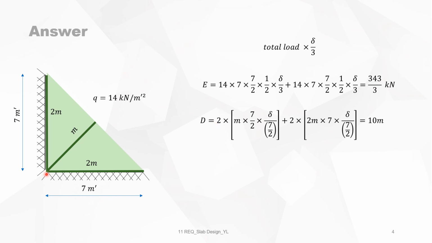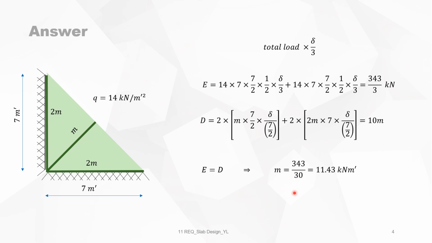And then for the fixed end supports, we got 2M projected on this axis means 7 times the angle of rotation, which is delta divided by 7 over 2. And we got that 2 times on both sides. So this is the fourth term of the equation. In total, we got 10M. Now, E is equal to D, so we can get M out of it.